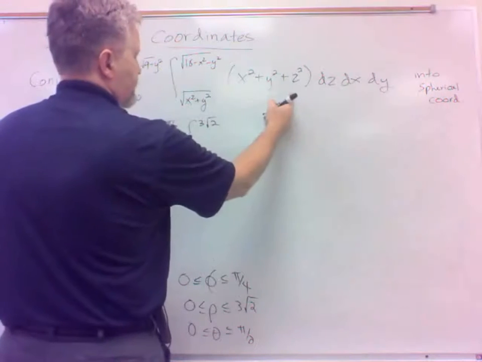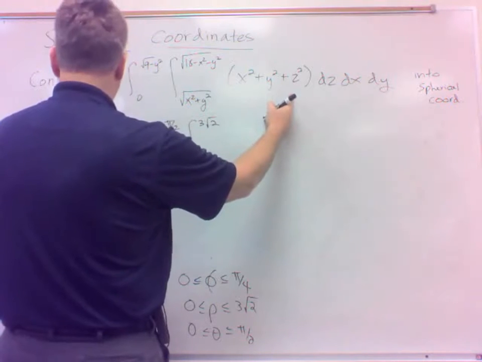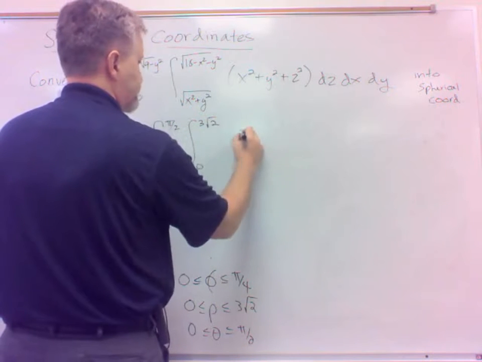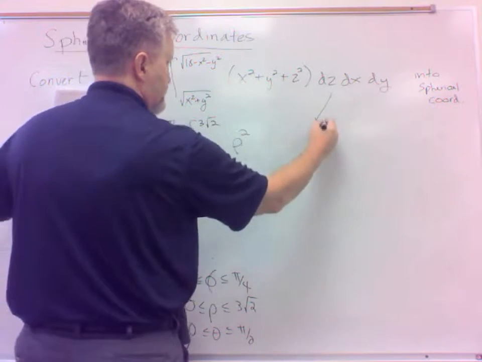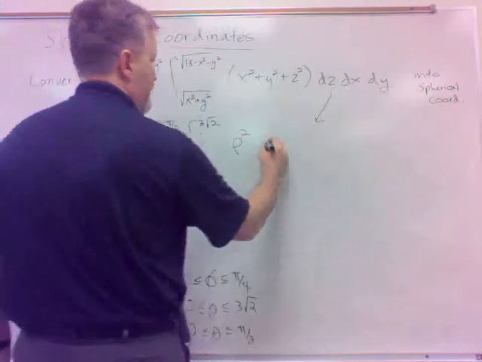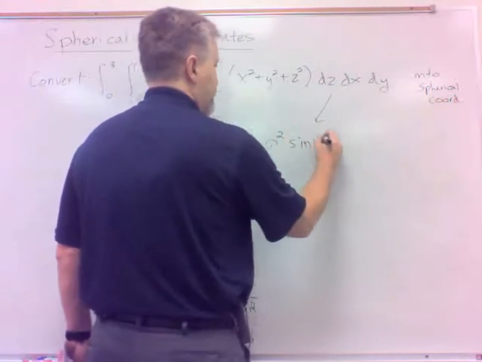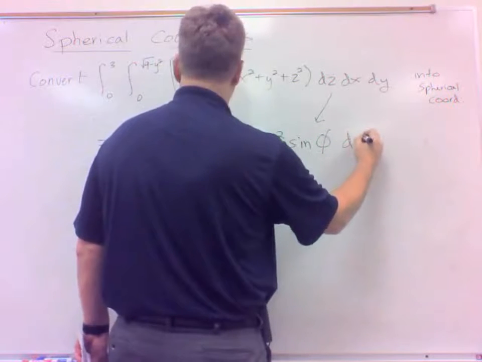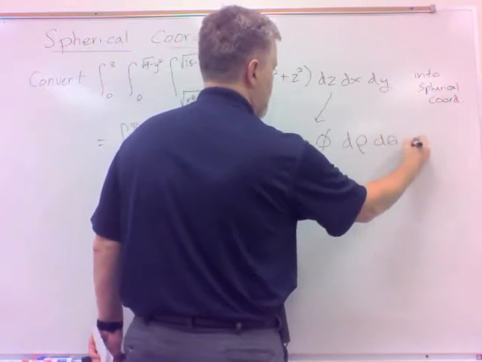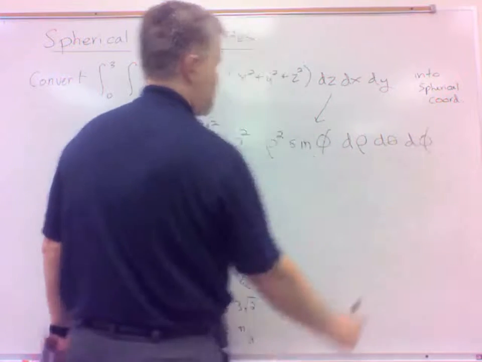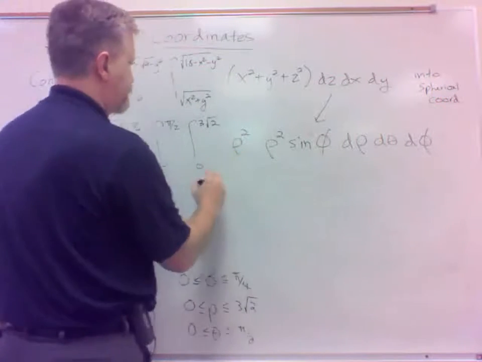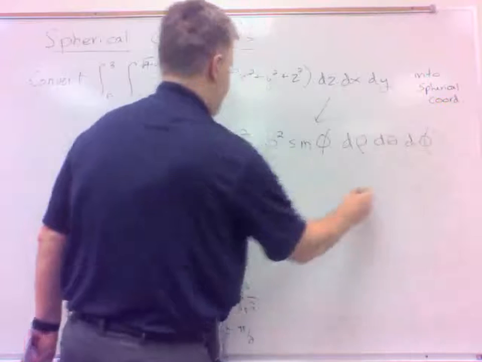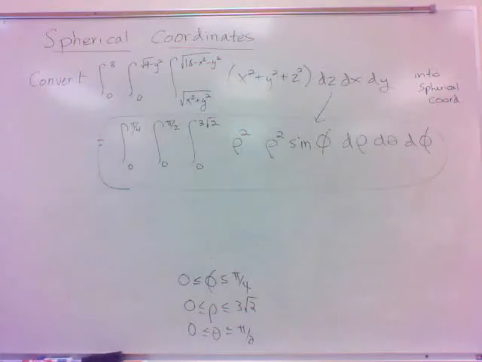x squared plus y squared plus z squared, well, that's rho squared. And then dz dx dy, that's dV. So dV is rho squared sine phi d rho d theta d phi. And then, of course, those two make rho to the 4th, but basically that's it.